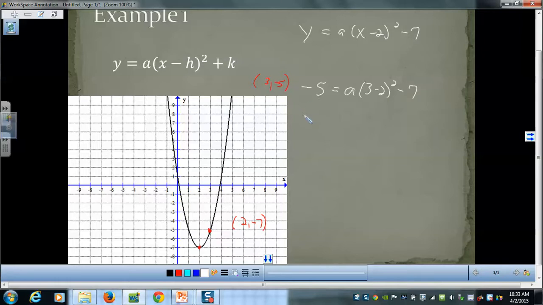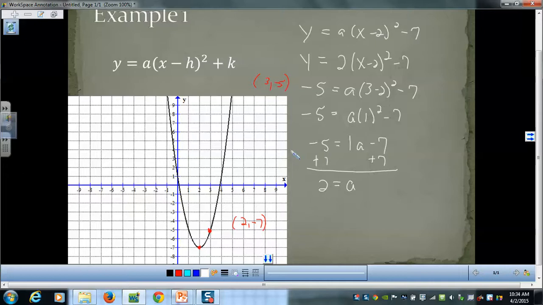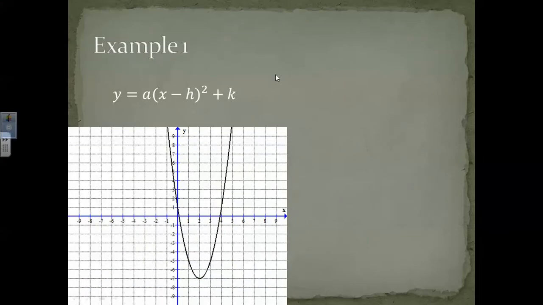So now -5 here. I'm going to simplify my parentheses. 3 minus 2 is 1. Now I'm going to do my exponent. 1 squared is 1, so I end up with 1a minus 7. So notice by the time we simplify inside the parentheses and square that number, we end with a simple linear equation. So I'm going to add 7 to both sides. So I get 2 is equal to a. And so that's the missing piece of our puzzle. So now I can come up here, plug in for a, and I have my full equation for this quadratic function. Now based on that, I'm going to go ahead and let you do an example.